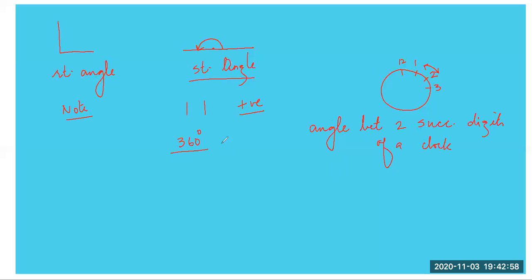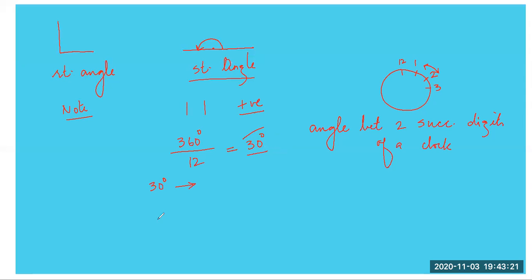And how many divisions are there? 12 divisions are there. So remember, the angle between two successive digits of a clock is 360 divided by 12, which is 30 degrees. And how will we convert 30 degrees into radians?